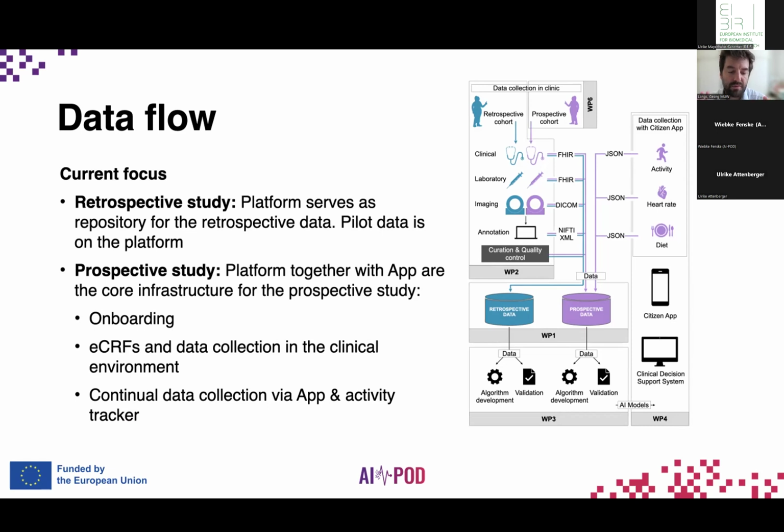The main difference between retrospective data and prospective data is that for the prospective data, we also have the activity tracking and the app information available, which we are not able to see for the retrospective data. So retrospective data models can be validated on the prospective data regarding the role of clinical data, laboratory data, and imaging data, but for the fitness tracker, we need to also rely on part of the prospective data to actually train and develop the models.